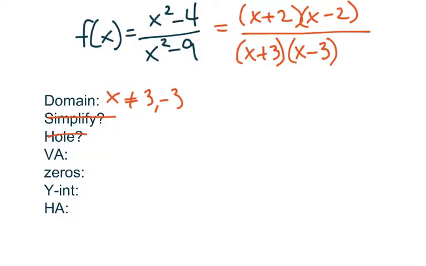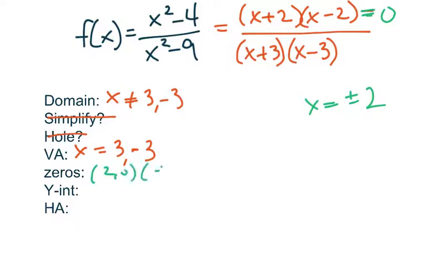So now vertical asymptotes. Vertical asymptotes will happen where our denominator is equal to 0. So we have the equations x equals 3 and negative 3. Remember, these are lines, so we write x equals 3. Now zeros, I set the numerator equal to 0. And so I find x equals plus or minus 2. So those are the x values, but the y values are 0. So I have 2, 0, and negative 2, 0. That's where the zeros are.